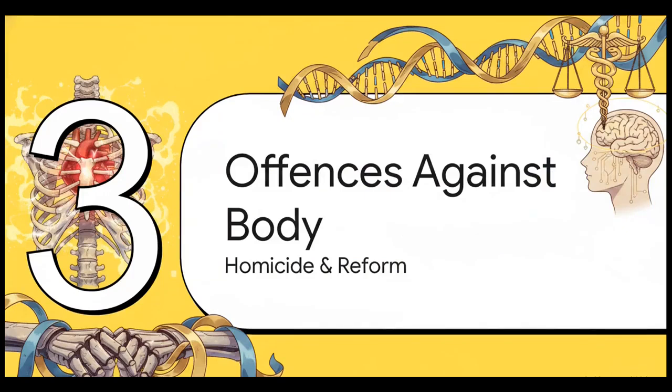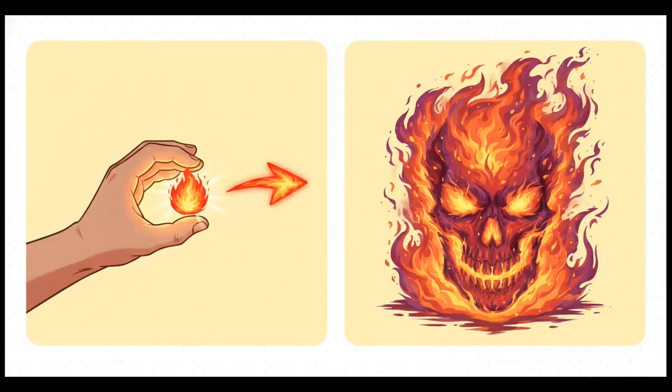All right, escalating to Unit 3, offenses against the body, from culpable homicide to legislative reform. Here's the absolute bottom line. All murder is culpable homicide, but not all culpable homicide is murder. The difference lies entirely in the sheer degree of intention and the probability of death.